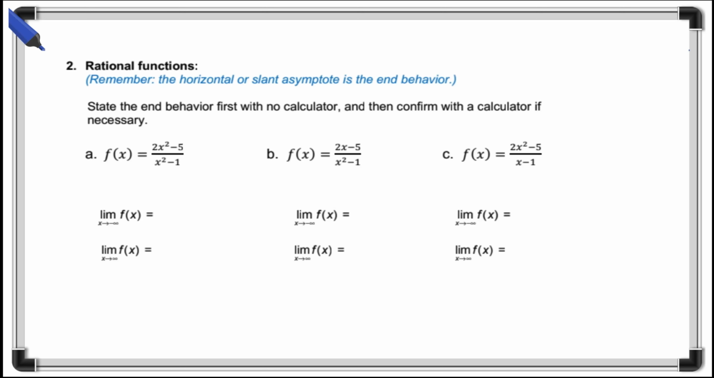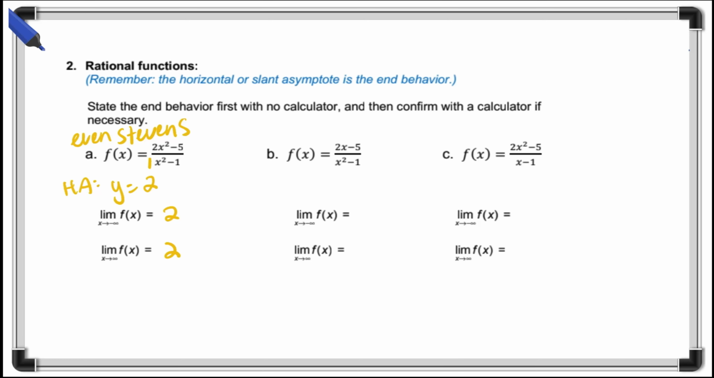When we look at rational functions, remember that the horizontal or the slant asymptote is going to be the end behavior. So you'll have to look at the end behavior first without a calculator, and then you can confirm if it's necessary. In letter A, you have a rational function, and we classified this as even Stevens because your degrees were the same. Anytime you had even Stevens, your horizontal asymptote was the ratio of the lead coefficients, so 2 over 1, which is the same thing as 2. So your limit as x approaches negative infinity and as x approaches positive infinity would be that horizontal asymptote at 2.